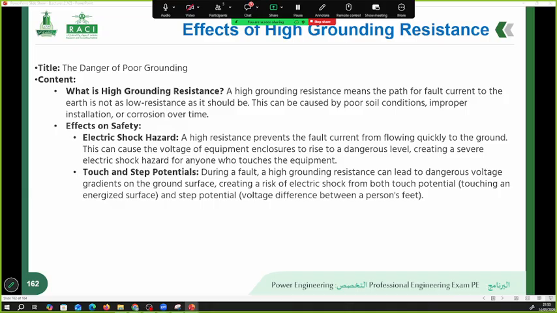So touch and step potentials: during a fault, a high grounding resistance can lead to a significant voltage drop across the surface of the ground near the fault location. This creates two specific dangers, touch potential and step potential.